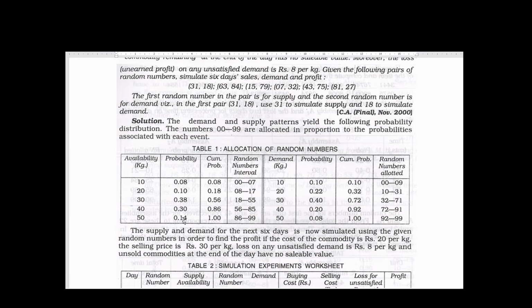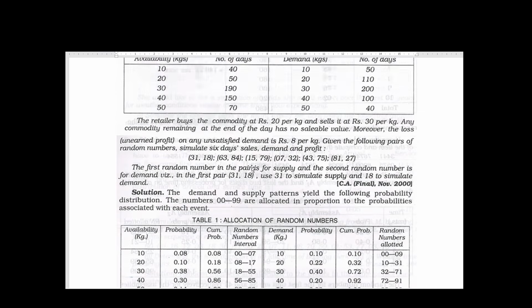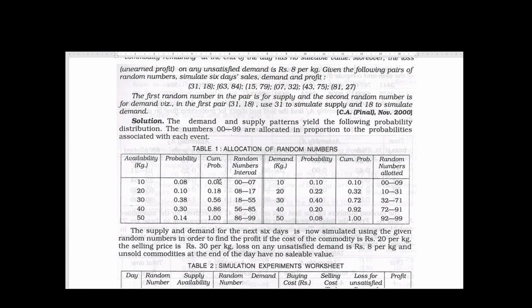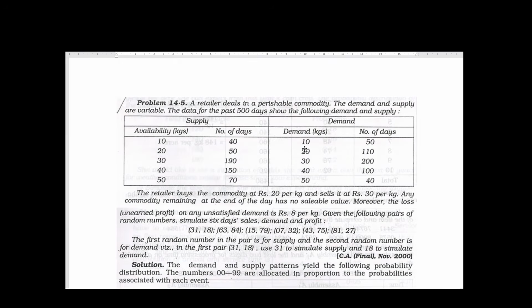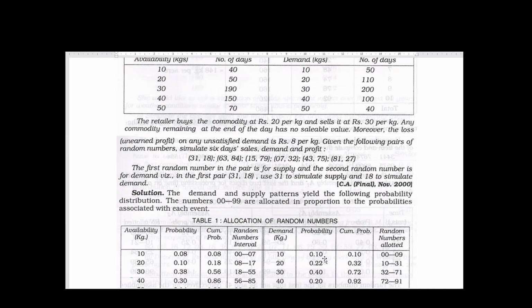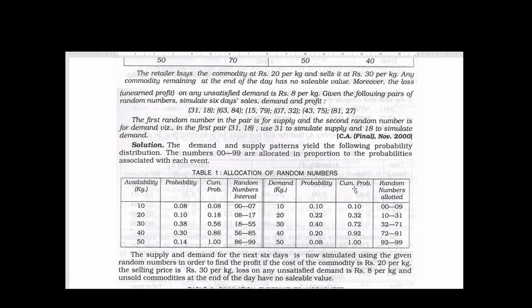So these probabilities you will calculate first, then also calculate cumulative probability, and as I explained in the previous examples, you will create the random number intervals for this supply side. Similarly we will do it for the demand side. These probabilities will be calculated based on this number of days. So you add the total number of days, 50, divided by those total number of days will give you 0.1. So like this you will do. Then again you will calculate cumulative probability, and then allocate random numbers.